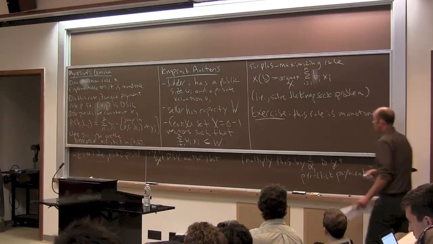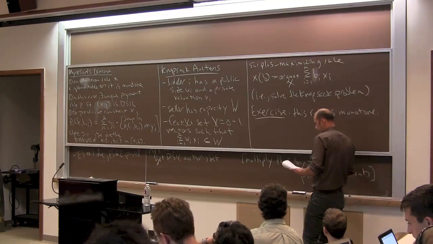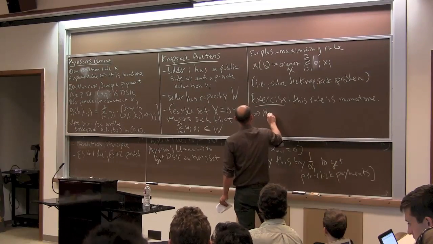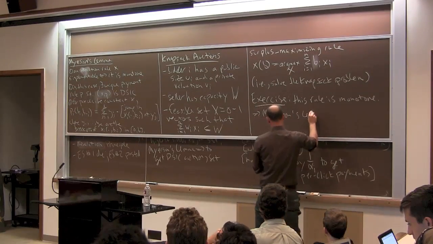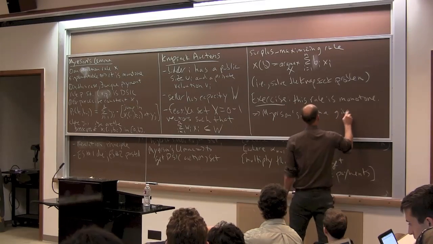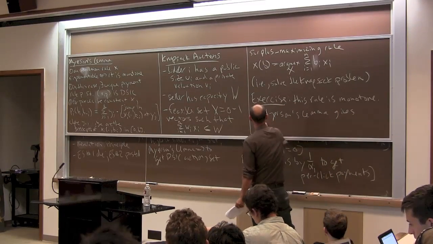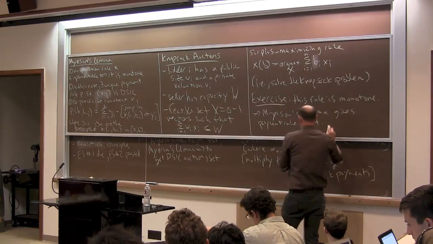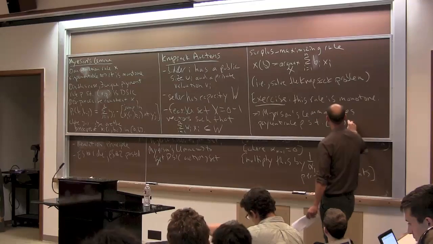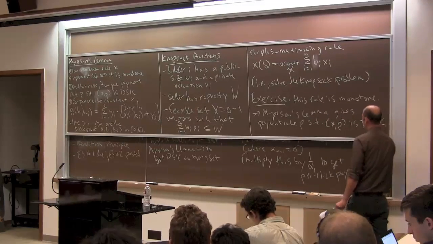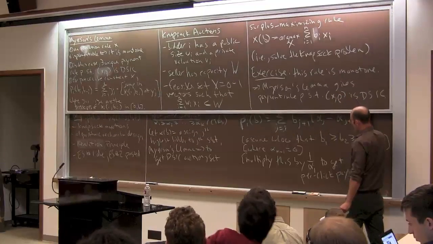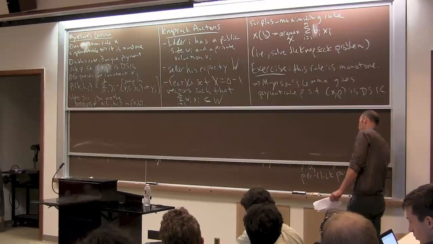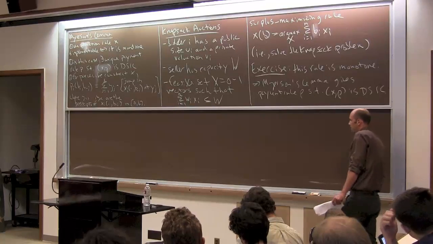Okay? So this rule is monotone, and therefore, Myerson's lemma gives a payment rule P such that (x, P) is DSIC. Okay, and again, part of what I want to do this lecture is just develop your intuition about what these payment rules look like and kind of make them a little less mysterious.